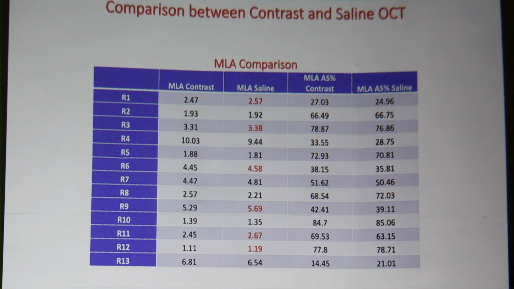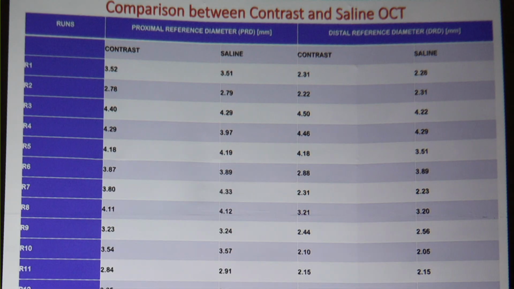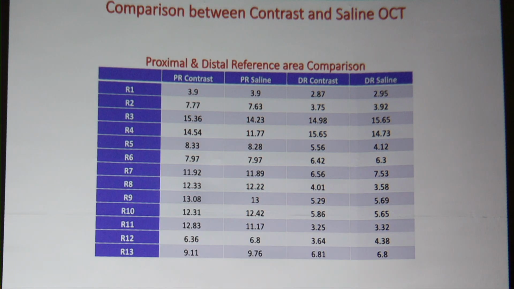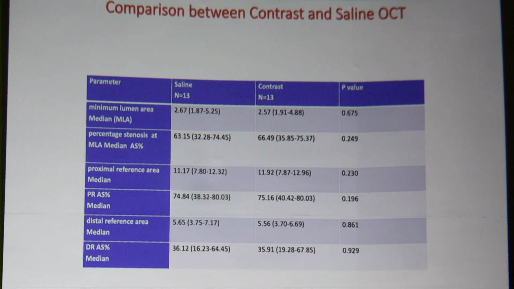It was not there. We strongly believe that our sequence of doing it, NTG contrast, NTG saline, must have contributed to it. This is the various proximal and distal reference diameter comparison between contrast and saline. When we compared it statistically, the difference was not significant, number one. And when we saw each and every case for PCI optimization, again, the difference was not significant.